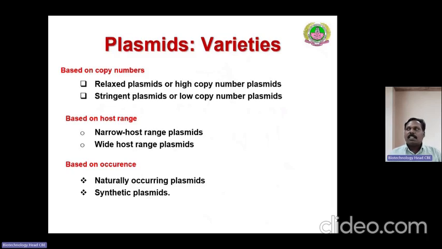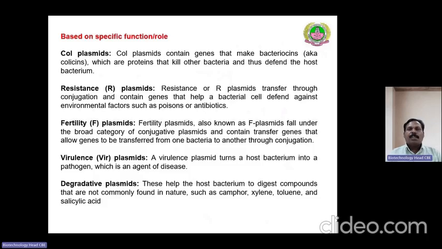The second classification is based on the host range, which allows the plasmid to be propagated. Some may have a narrow host range and some a wide host range. Based on occurrence, plasmids can be classified into naturally occurring plasmids and synthetic plasmids, which are constructed in the laboratory or designed by scientists. Based on the specific function or role, we can classify plasmids as col plasmids, resistant plasmids, fertility plasmids, virulence plasmids, or degradative plasmids.